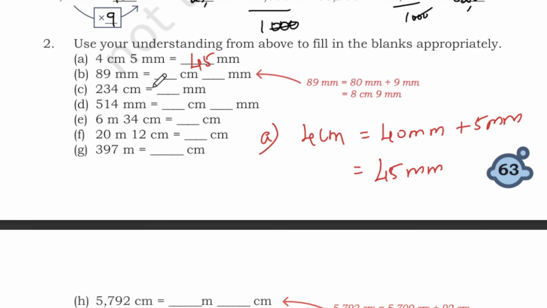Okay, next 89 millimeter, dash centimeter and dash meter. So in 89, 9 we can write it very easily. See, 9 millimeter and balance is 8 centimeter. So 8 centimeter is also 80 millimeter. So 80 millimeter plus 9 millimeter is 89 millimeter. Okay, next one.